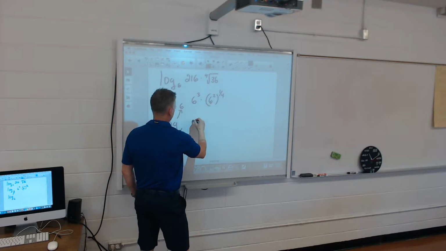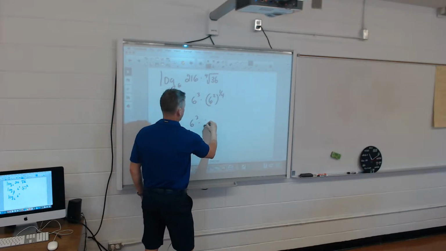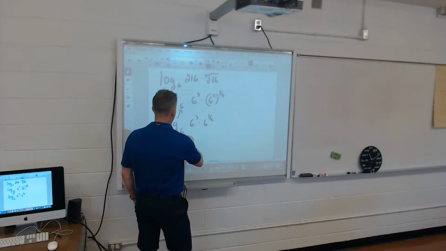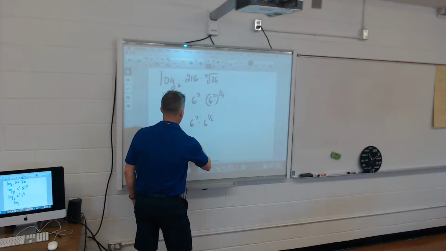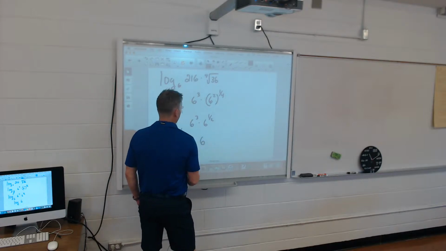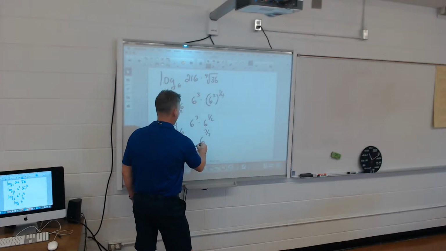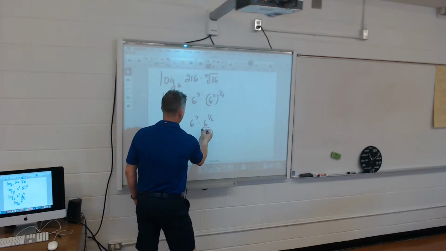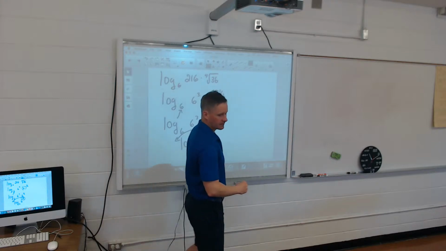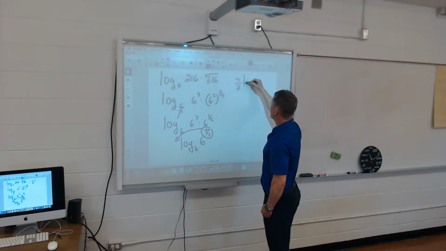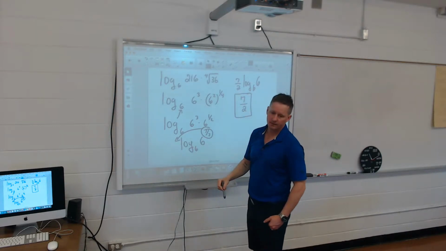6 cubed times 6 to the 1/2. I add those fractions together. So that is 7 over 2 to the base 6. That goes to the front. So I have 7 over 2 times log 6 to the base 6, which is 7 over 2.